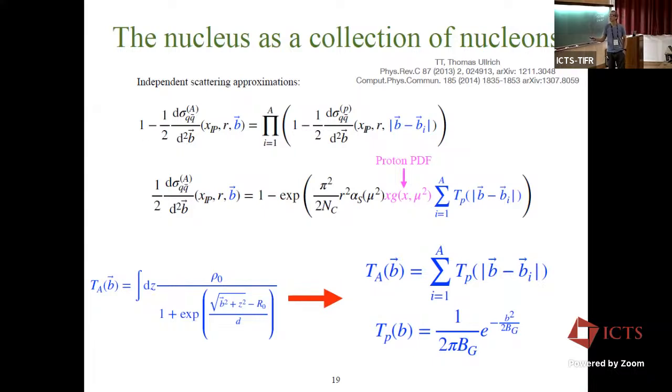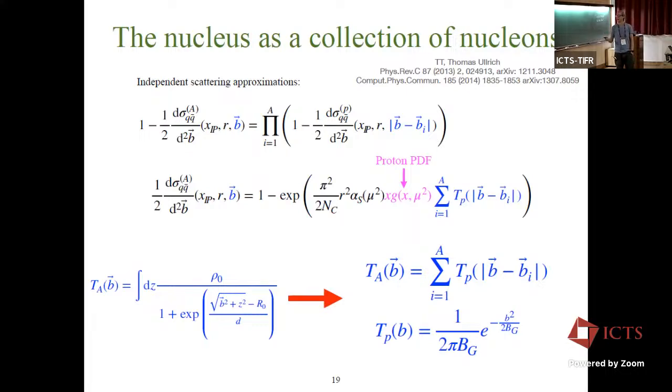So now we have the thickness function become a sum over the proton thickness functions taken at different b's. And this b_i here, we distribute then the nucleons according to the Woods-Saxon distribution. And then we don't need nuclear PDFs anymore. We use the proton PDF for the longitudinal gluon.